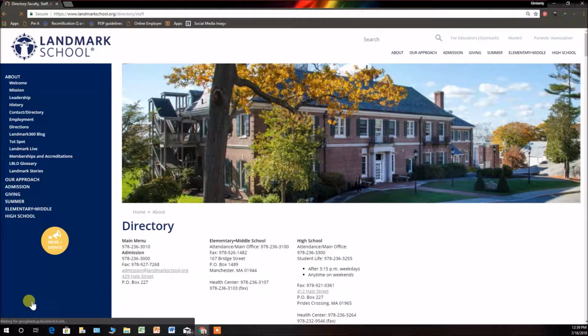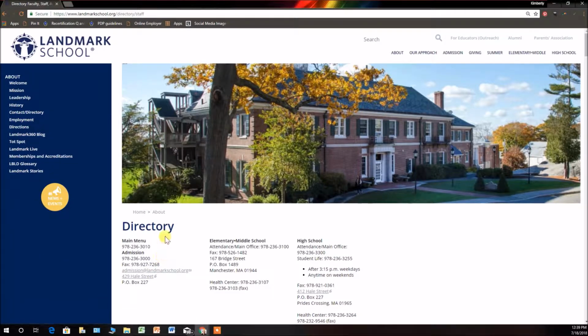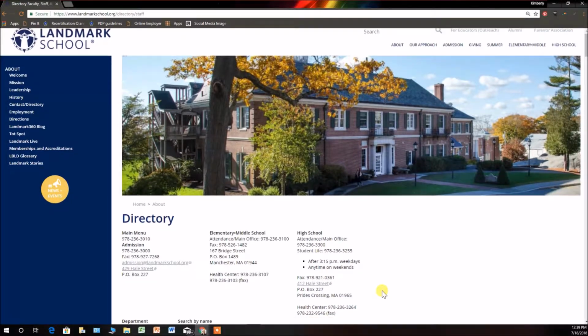Landmark School. You can see at the top of the directory are kind of the most important numbers. So we have the main number, admissions, elementary, middle school, this is the attendance line. That's a really important number. And also the high school, we have the attendance line as well as the student lifeline, and the health center for each of the respective campuses. So this is a great resource in and of itself.